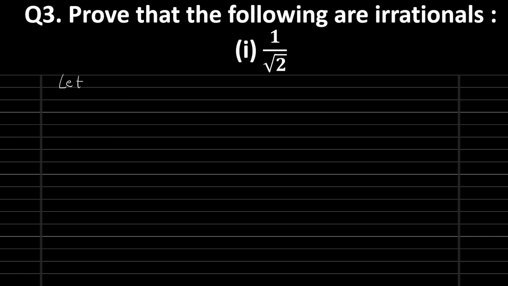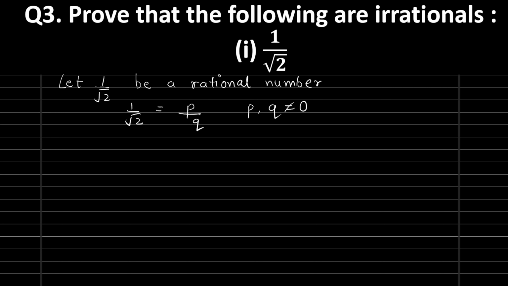So let 1 by root 2 be a rational number. Definitely 1 upon root 2 can be written in this form, p by q. Now here, p as well as q should not be equal to 0. P should not be equal to 0 as well as q should not be equal to 0.